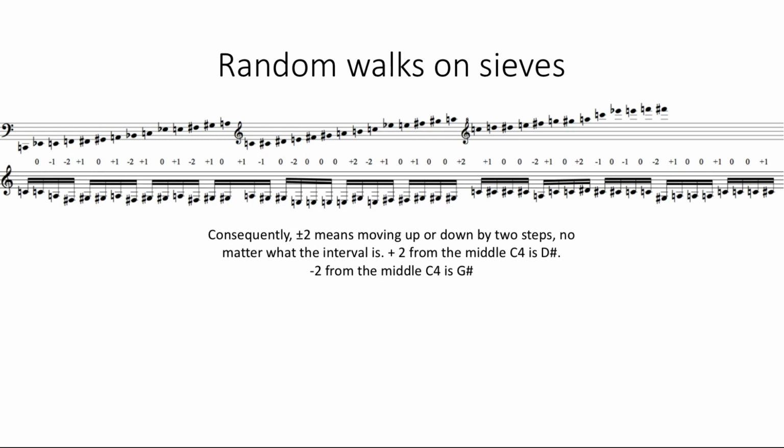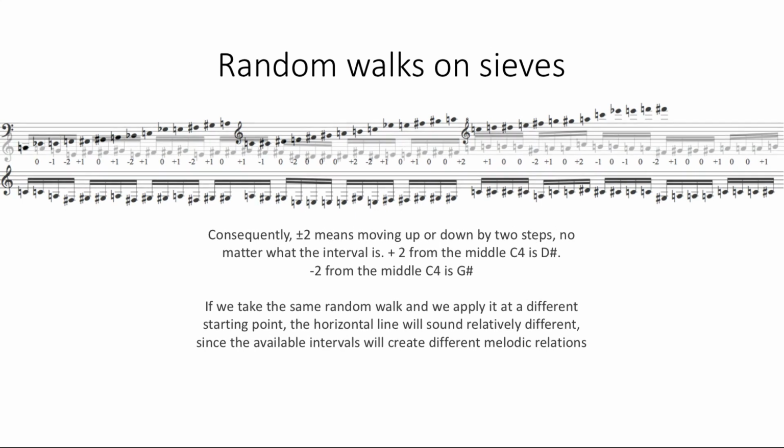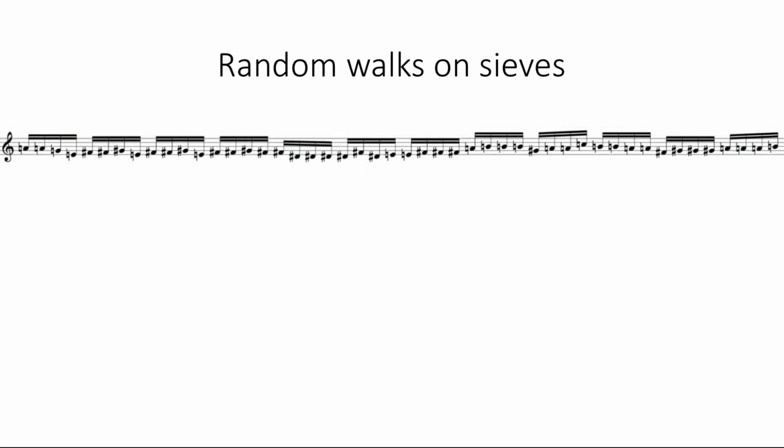If we take the same random walk and we apply it at a different starting point, the horizontal line will sound relatively different, since the available intervals will create different melodic relations.